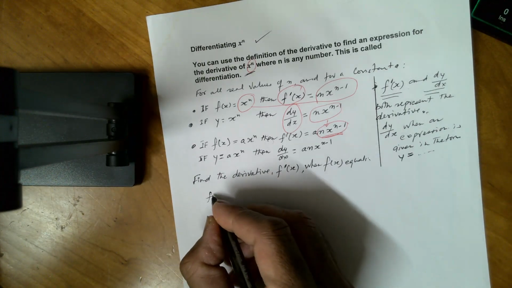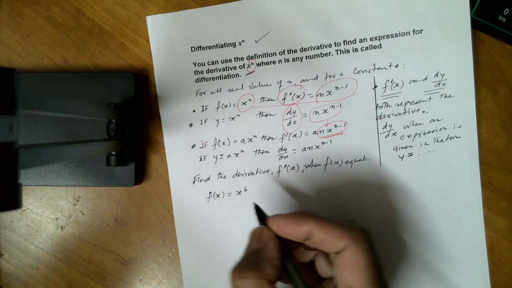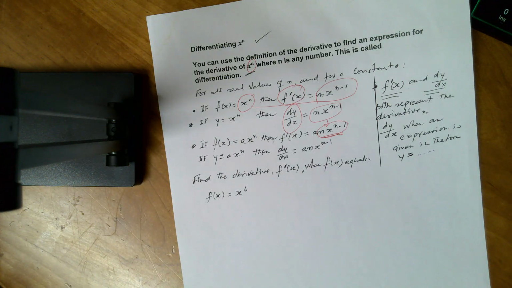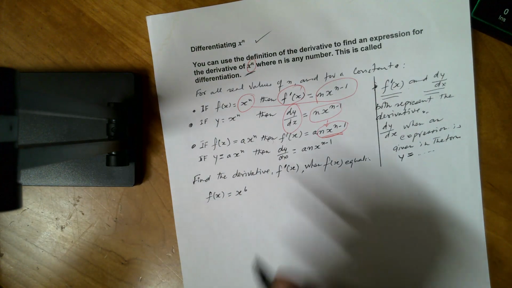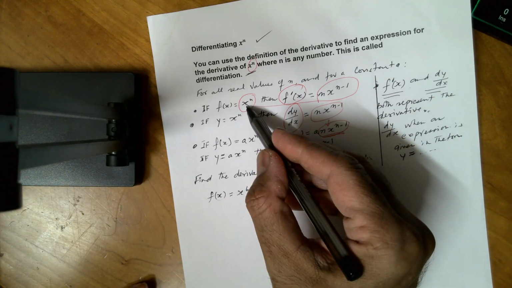Okay, let's start with a pretty simple one. So let's say you have f(x) equal to x to the power 6. So here, f(x) is x to the power 6, so you have this one here.